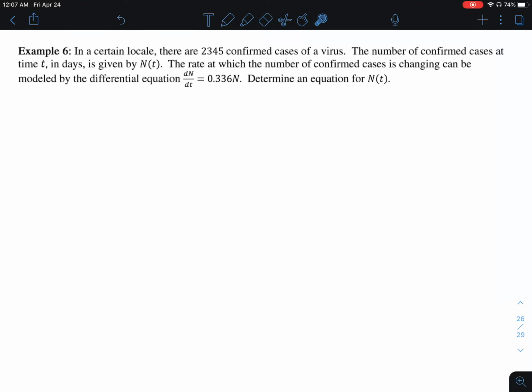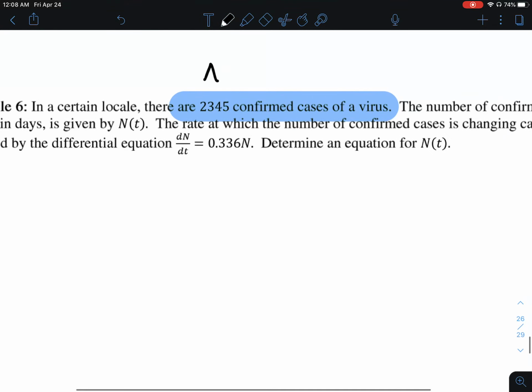And then t is days after these confirmed cases. So that means this ordered pair that you see right here, this number, is implying the ordered pair n of 0 is 2,345.